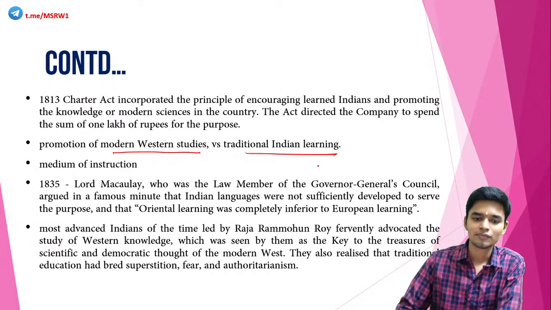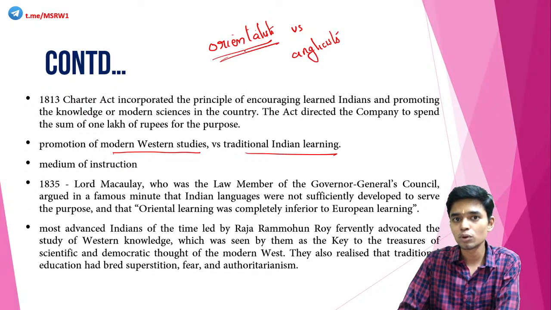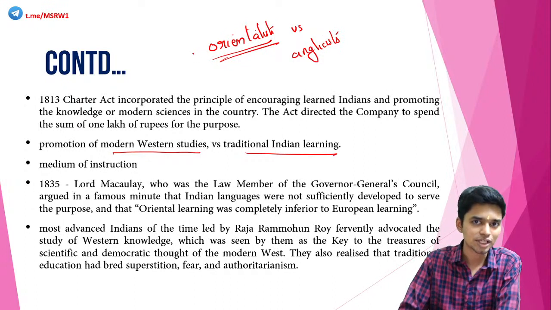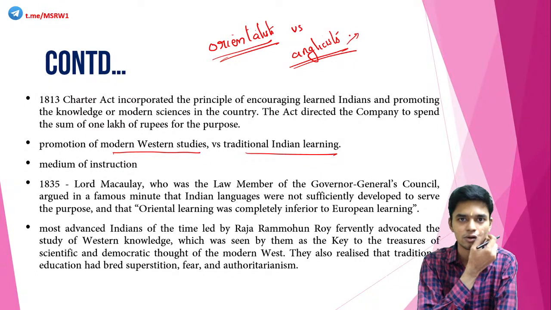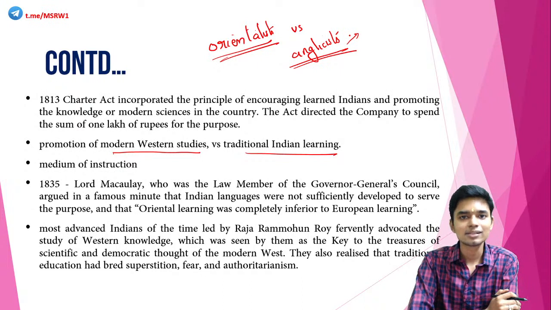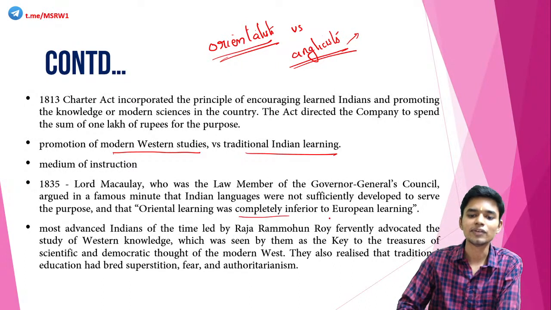There is a very famous controversy between Orientalists and Anglicists. So Orientalists are those people who are in support of vernaculars and traditional education in India, and Anglicists are those people who are in support of English education and Western ideas. So Anglicists in the end won this debate thanks to Lord Macaulay, and their theory was taken. Orientalist learning was considered completely inferior to European or Anglicist learning.